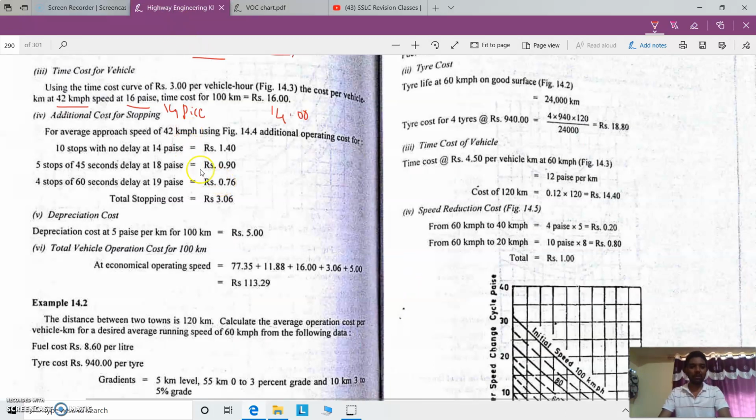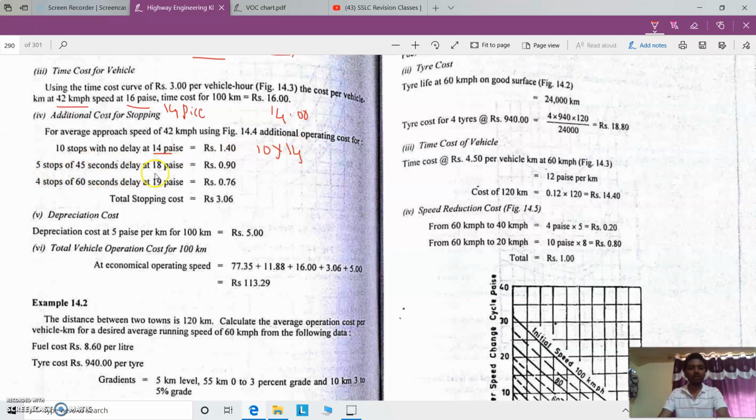The same thing is written here, that is 14 paisa. For 10 stops, one stop costs 14 paisa, so 10 stops cost 10 into 14 paisa, that will be 1.4 rupees.